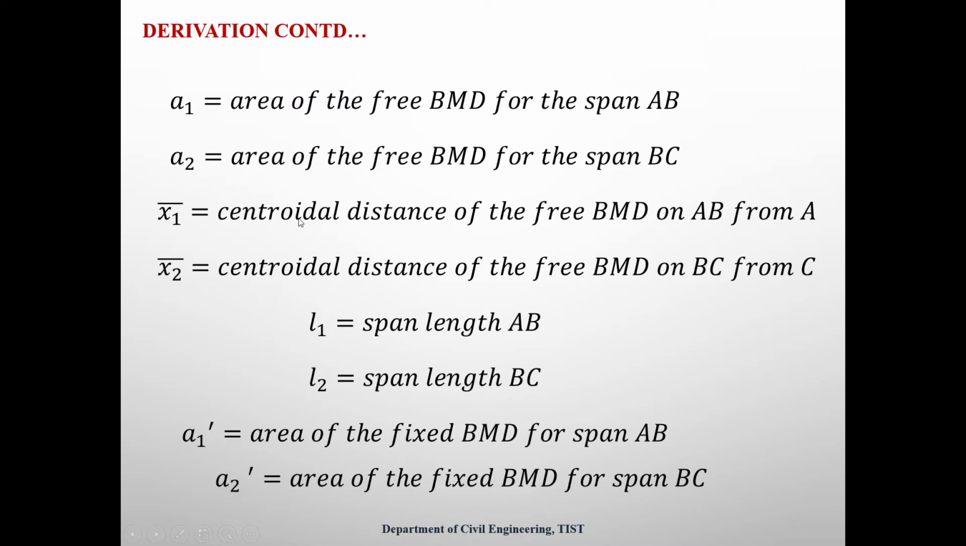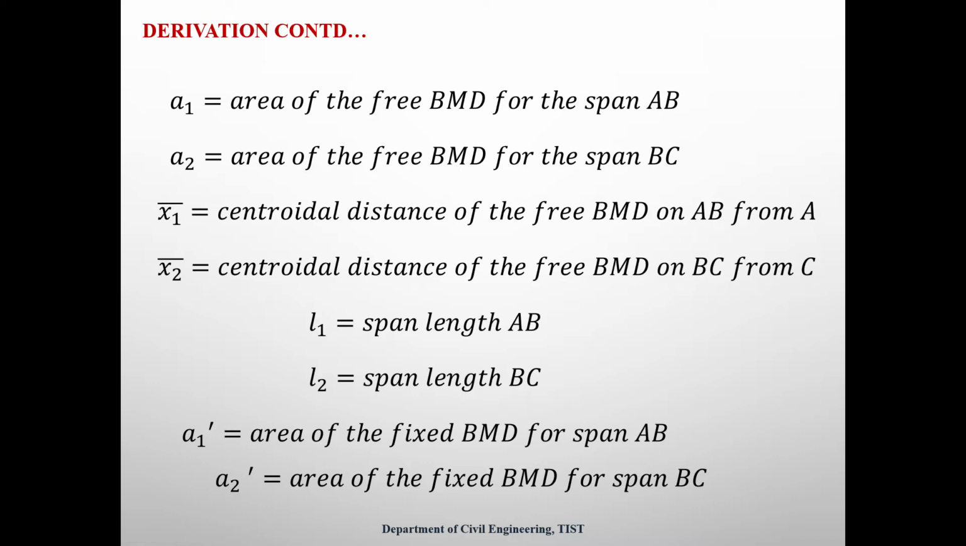In this, A1 is the area of the free bending moment diagram for the span AB. A2 is the area of the free bending moment diagram for the span BC. x1 bar is the centroidal distance of the free bending moment diagram on AB from A. x2 bar is the centroidal distance of the free bending moment diagram on BC from C. L1 is the span length of AB. L2 is the span length of BC.